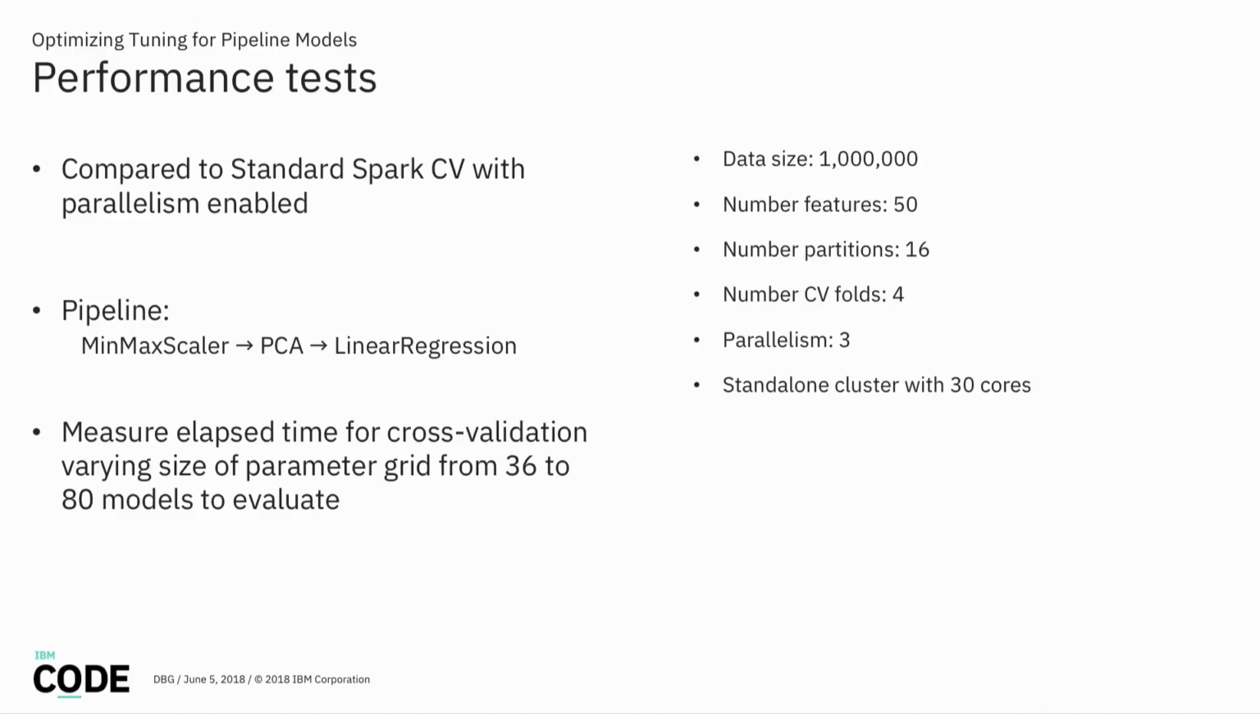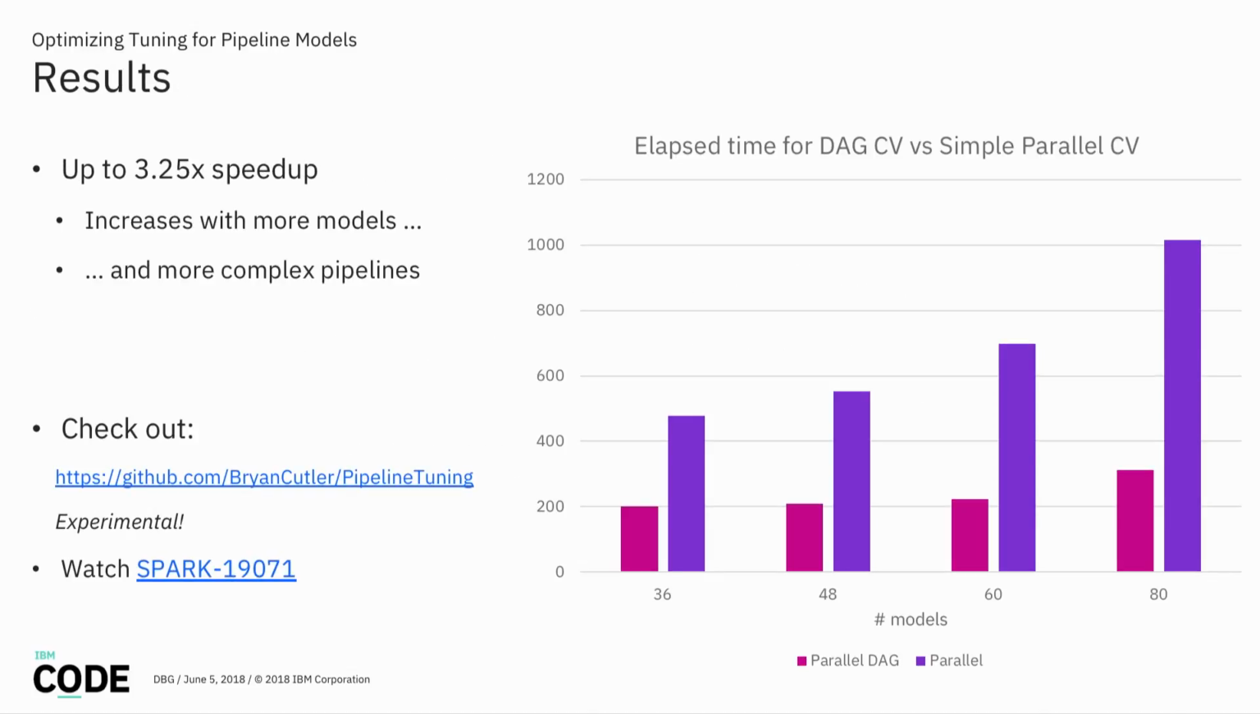So using this feature, we also ran some performance tests, and we compared this against the standard Spark cross-validator with this parallelism parameter enabled. This time, we varied the size of our parameter grid from 36 to 80 models, and we kept the data size constant. We also used a standalone cluster with 30 cores and parallelism 2.3. So here we saw up to a 3.25 times speed up.